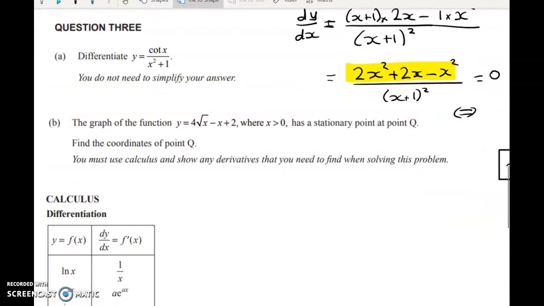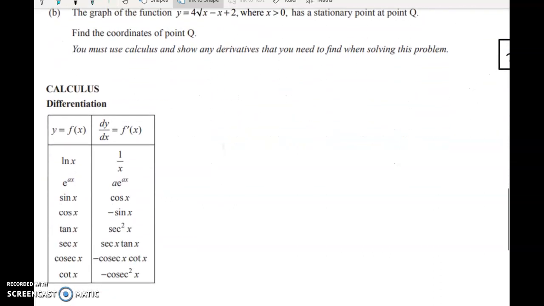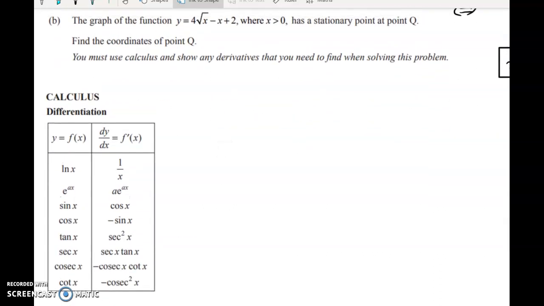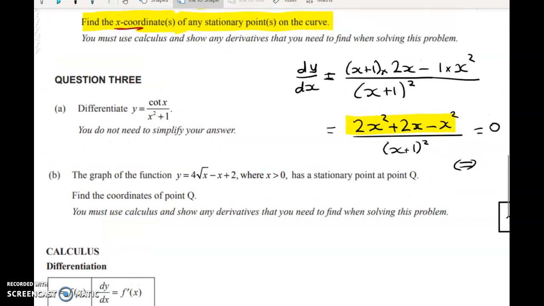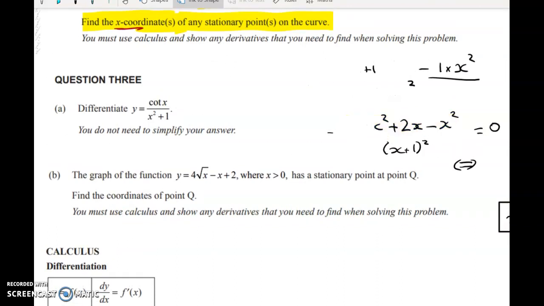In question 3a, we have another quotient rule, and it's got a trig derivative in it. So I've put in the table from the formula sheet. You can see that when we differentiate the cotangent function, we get negative cosec squared x, and we need to know that for this one here. Again, it's just a straightforward quotient rule.